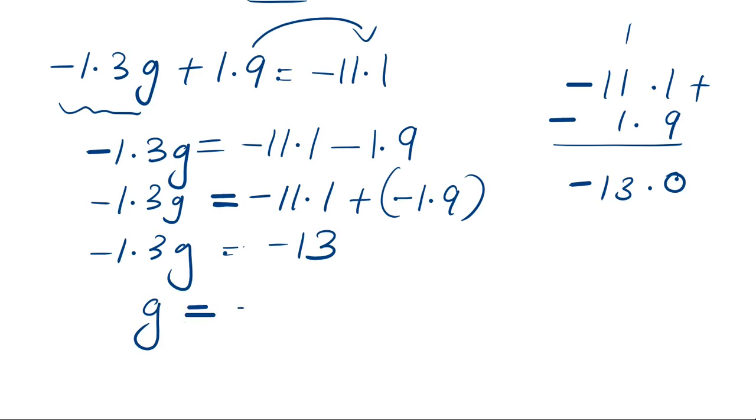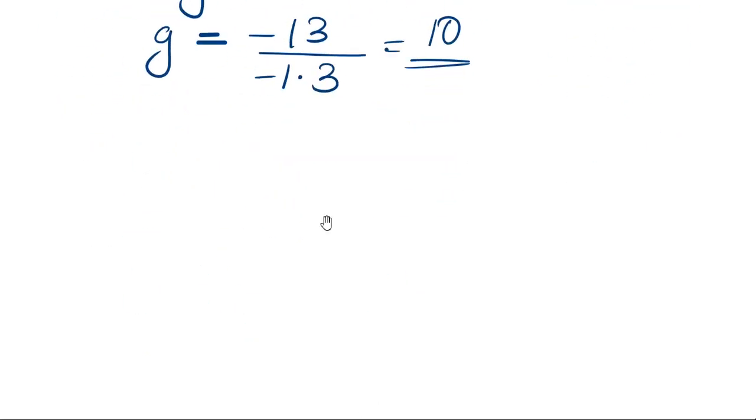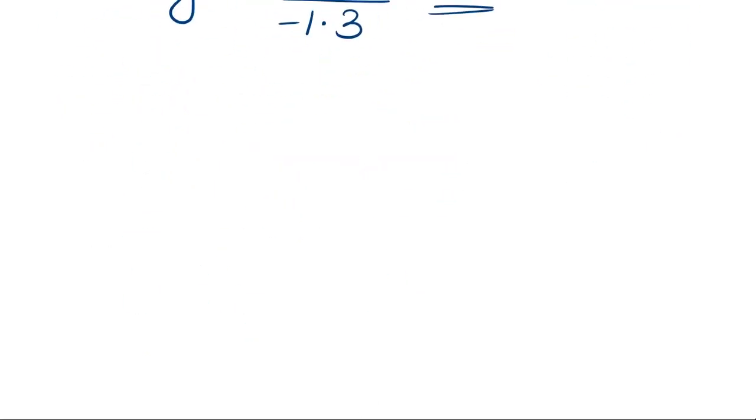So g is equal to negative 13 divided by negative 1.3. So it's just 1.3 times 10, that is 13. So both numerator and denominator are negative, so the answer will be positive. So it is positive 10. Negative 13 divided by negative 1.3 is equal to positive 10. So next question.